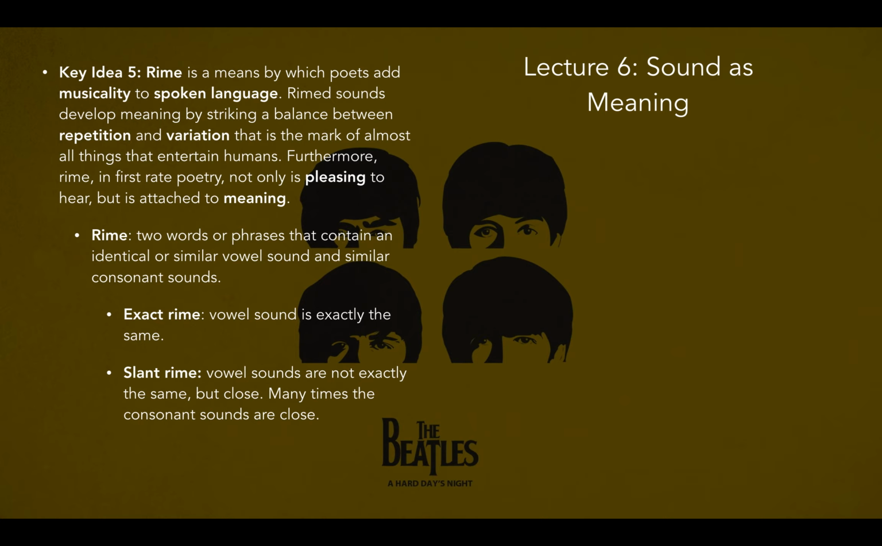Okay, slant rhyme are vowel sounds that are not exactly the same, but very, very close. And many times the consonant sounds are close too. So you could think about various uses of slant rhyme in Emily Dickinson's poems that we've looked at. There's an example of slant rhyme to come from the famous Beatles song, Hey Jude.